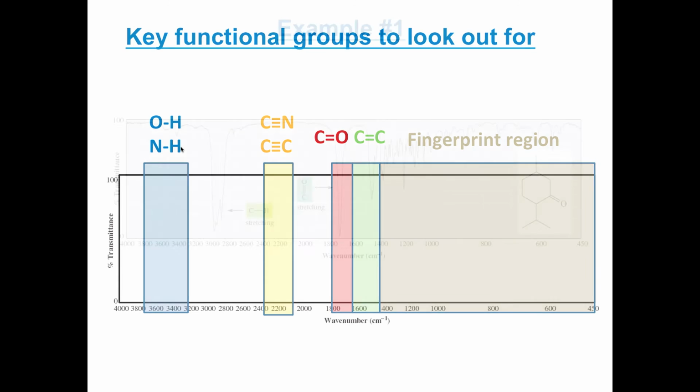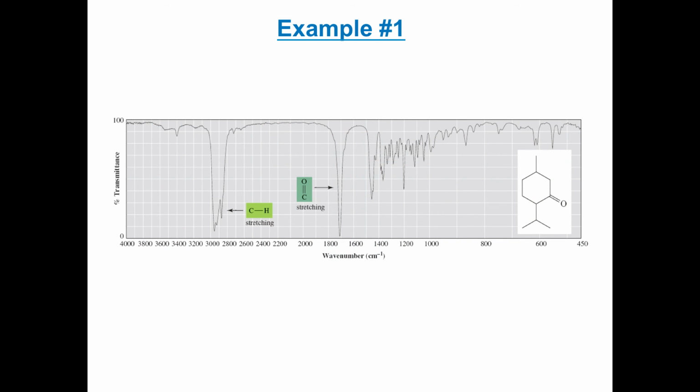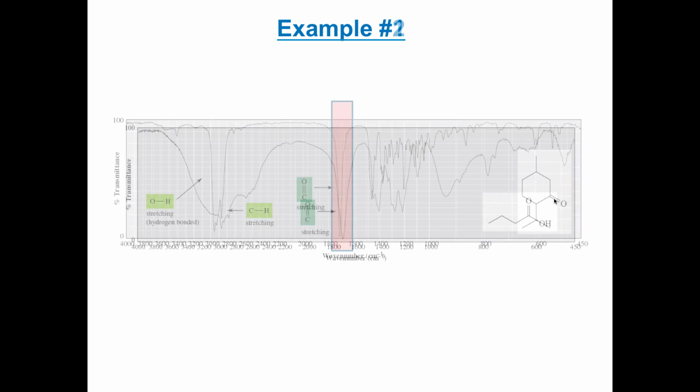So let's see some real examples. Here's the IR spectrum of this molecule here, and there are two important things to point out. The first one here is a signal corresponding to CH stretching. Many molecules, of course, will have a signal out here. This signal is probably more distinctive, around about 1700. That corresponds to the C=O double bond in the molecule.